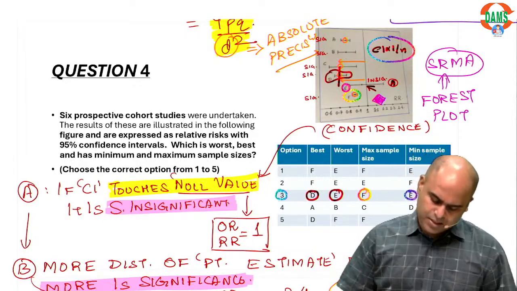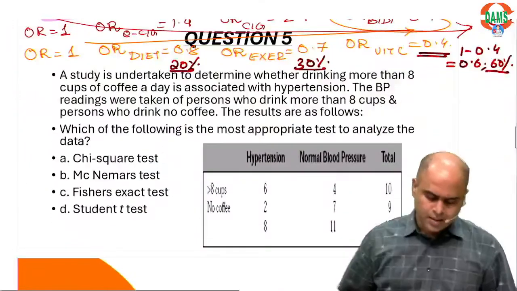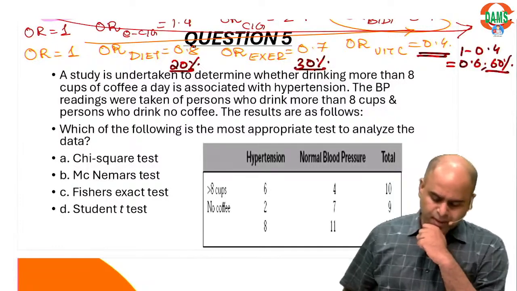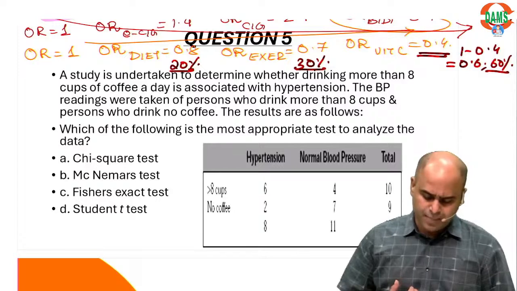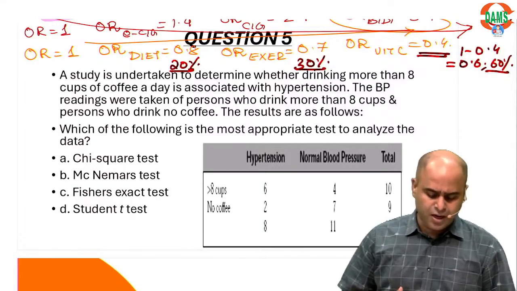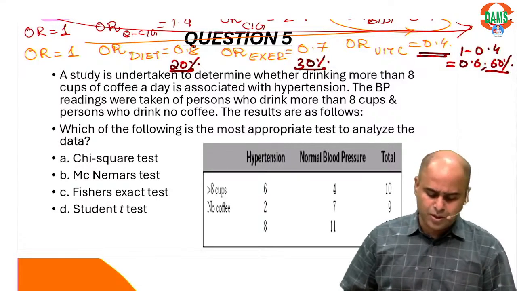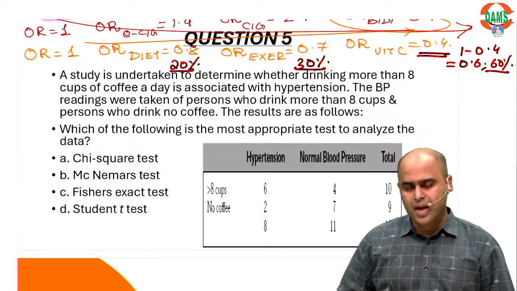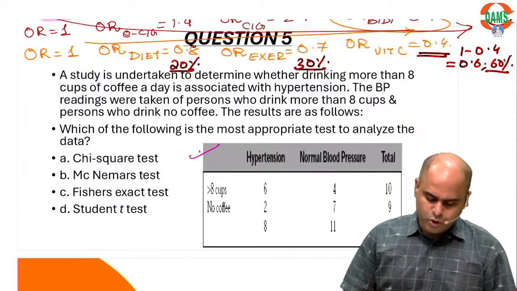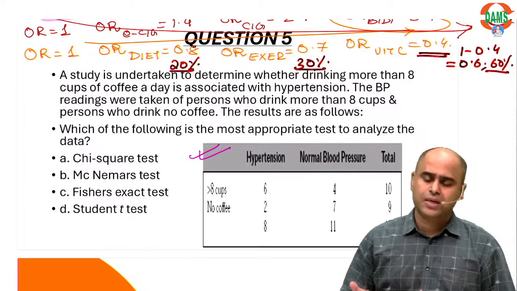Superb. Yes. Question 5. A study is undertaken to determine whether drinking more than 8 cups of coffee a day is associated with hypertension. The BP readings were taken of the person who drink more than 8 cups and who do not drink coffee. The results are as following. Which of the following is the most appropriate test to identify this? So you have a 2 by 2 table. We have some options. Let us see.